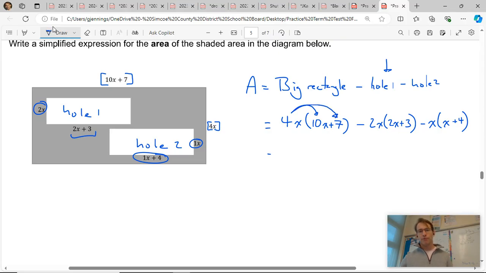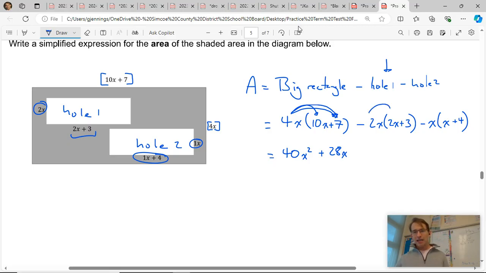So I have to multiply that 4x in. 4x times 10x: 4 times 10 is 40, x times x is x squared. And then 4x times 7, well, that's plus 28, because 4 times 7 is 28, x. Not x squared, not x to the 4, not the square root of x, just x. There's just one copy of x there, so it's x.